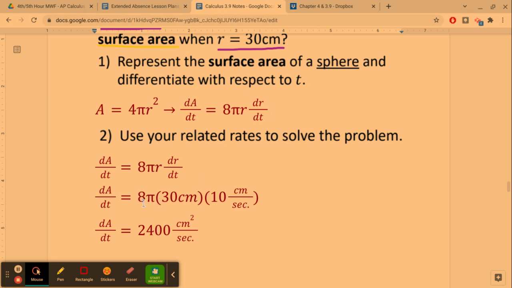And we have 8 times 30 is 240 times 10 is 2400. Don't forget about the pi.